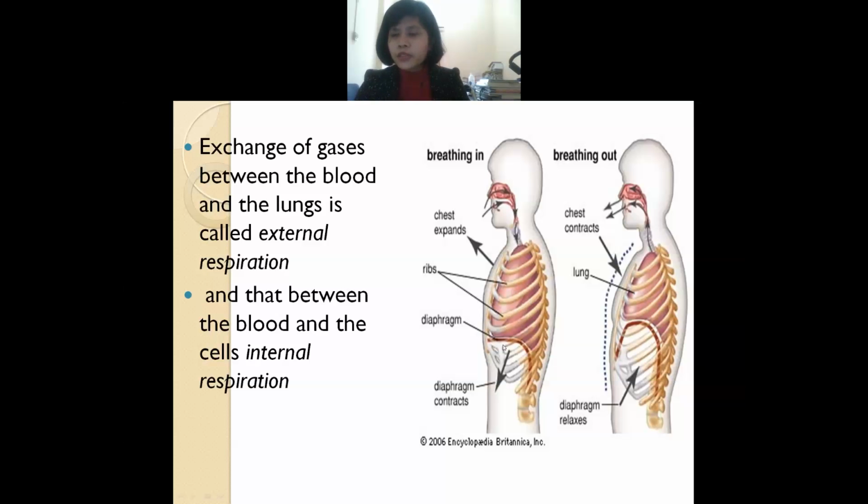Ribs, R-I-B-S. So this diaphragm, that is the muscle, helps in what? They help in taking in oxygen and breathing out carbon dioxide. I mean, they help the diaphragm to contract and to relax. Is it clear? Yes, ma'am. They help the diaphragm to contract and to relax. So that is the part of muscles.